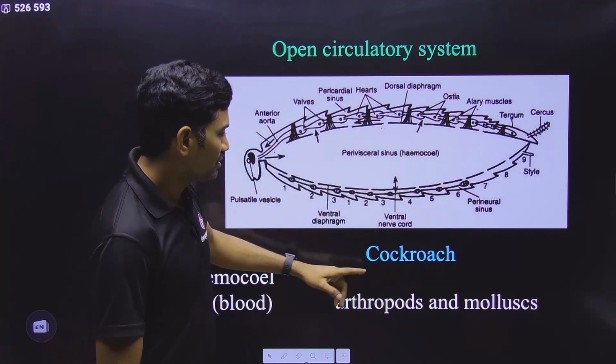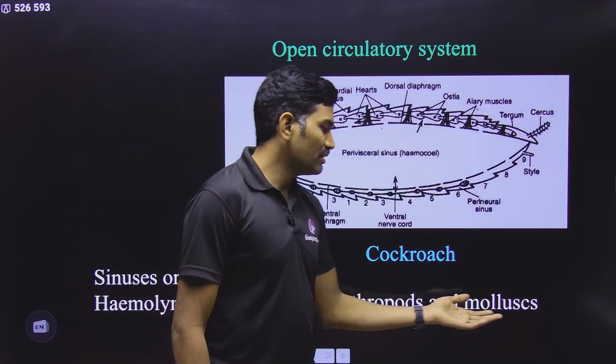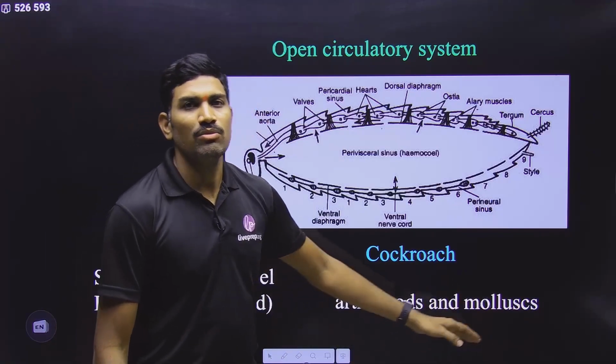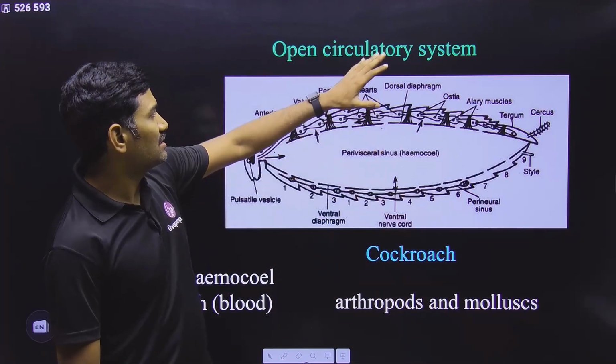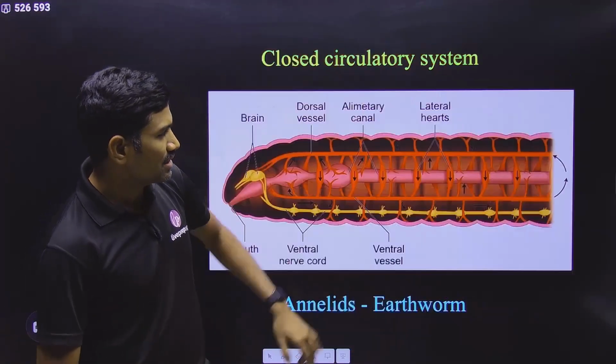Now we are studying this, and not only in this cockroach. Cockroach is an example for arthropoda. So we are observing this in arthropods and also in mollusca. Arthropoda, mollusca, these organisms show this open circulatory system. Clear? This is one important example.